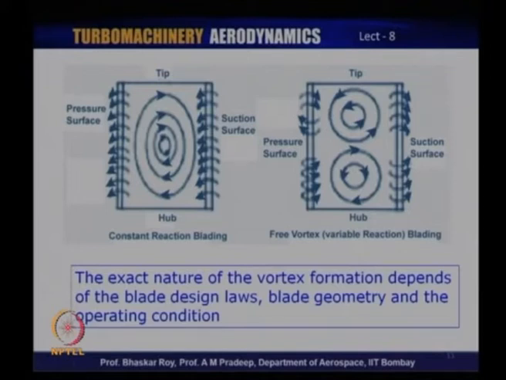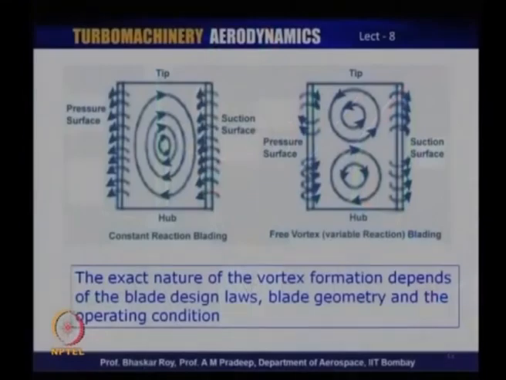Now, what happens in a free vortex or even relaxed free vortex or the modern version of controlled free vortex design is that it gives a variable reaction blading or variable degree of reaction blading, and as a result of which one can say that the nature of the vortex formation and the strength of vortices from hub to the tip depends on the blade design laws and the blade geometry and indeed the operating condition.